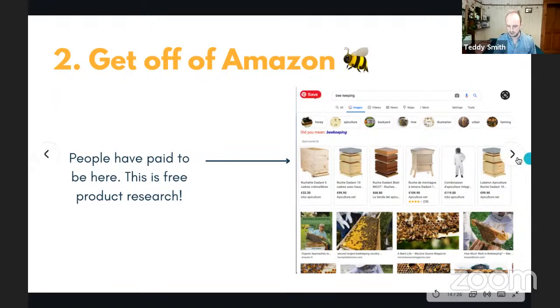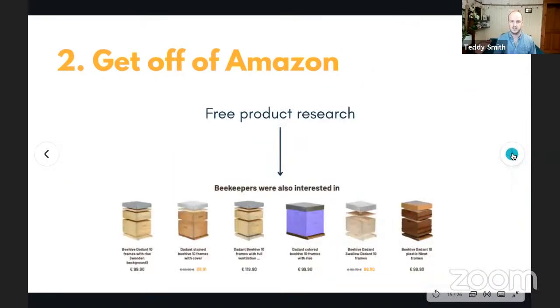But another good thing about these sites is they're often very niche. Like this one here, apiculture.net, they just sell beekeeping stuff. So they're really, really niche. And if you were making a beekeeping brand, for example, then they would have all of the products that you could find. Now, another good thing about these sites is they often have a 'customers who bought this also bought this' section.